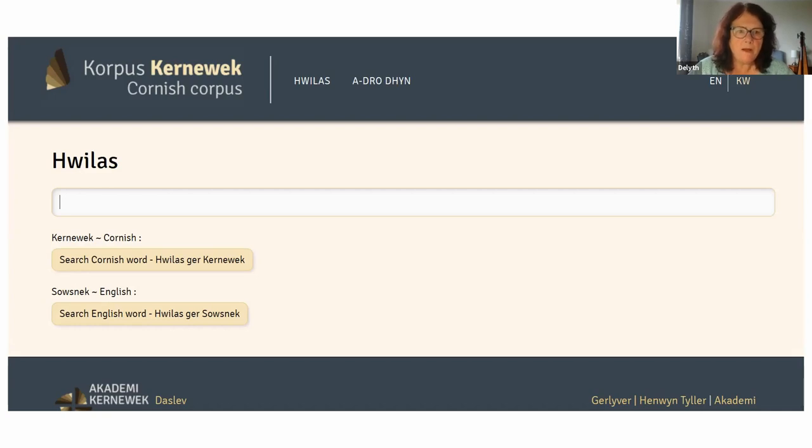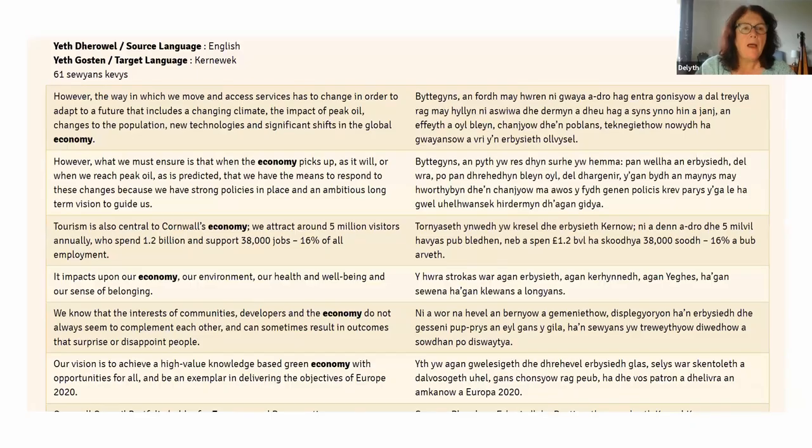So once again, you have that big box in the middle there where you type in the word or the term you're searching for, and you can do that either for Cornish or for English. So again, I've typed in the word economy, and to my surprise, you had 61 examples of it in your corpus. Now, I don't have the exact figures here, so please don't ask me at the end how large these corpora are, because I don't know the answer to that. But I'm aware that the Welsh ones are significantly bigger than the Cornish one.